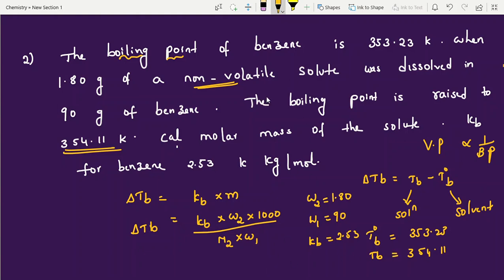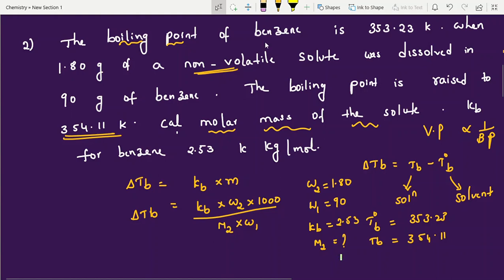Then finally what we are going to calculate? The boiling point raised, calculate the molar mass of the solute. That means M2. That's it, students. Same like the above formula, above calculation, M2 they are asking.